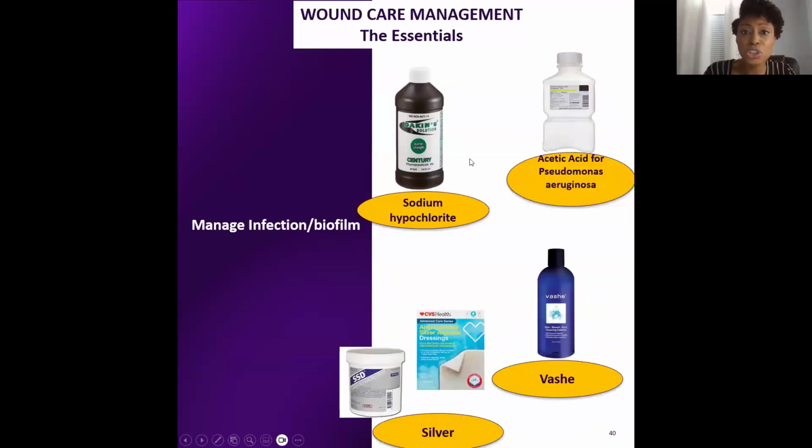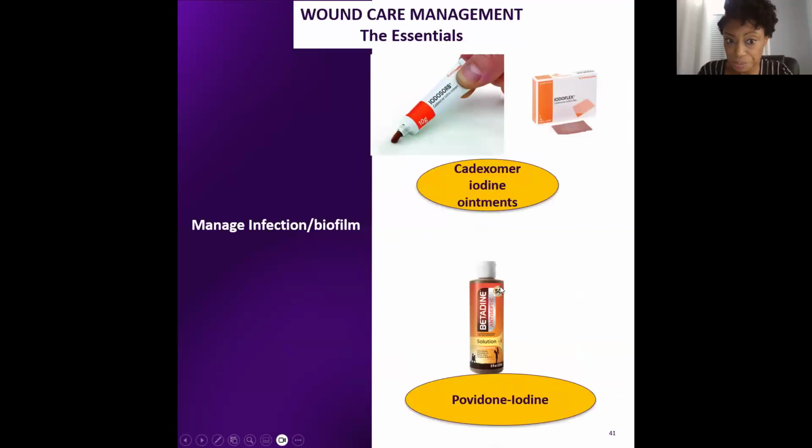The good news is that you can manage biofilm by debridement and also using these products that we just talked about, including Dakins, acetic acid, which is very effective against Pseudomonas infections. That's a vinegar solution. In the United States, silver-based dressings are very popular. Some would say we overuse silver here in the United States, but it has a broad spectrum effect, which would be part of the reason. And Vashe is also very popular, which is kind of a cousin to Dakins solution.